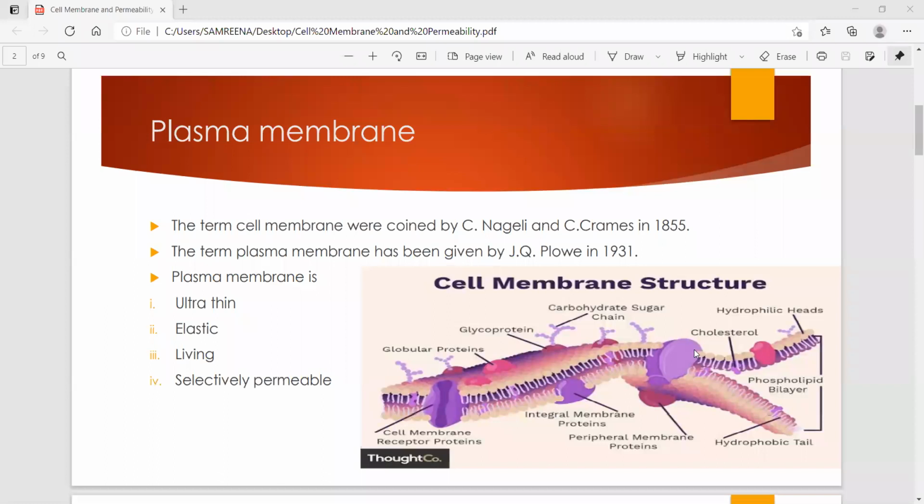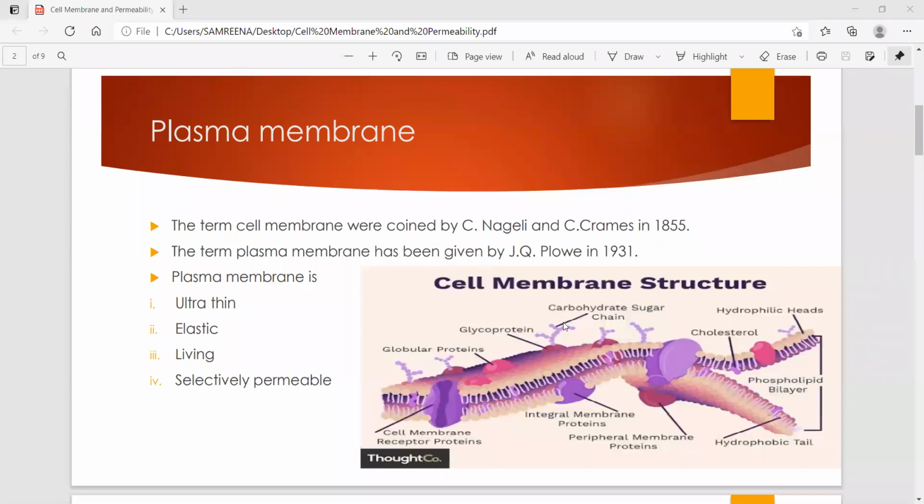This plasma membrane controls the cell. It allows nutrients to come from outside the cell to the inside, and the metabolic waste within the cell is taken from inside the cell to the outside.